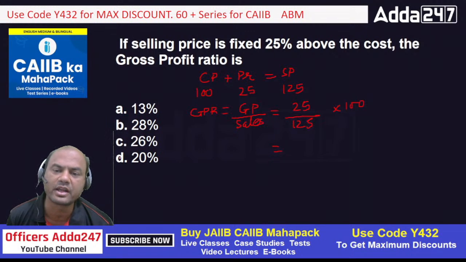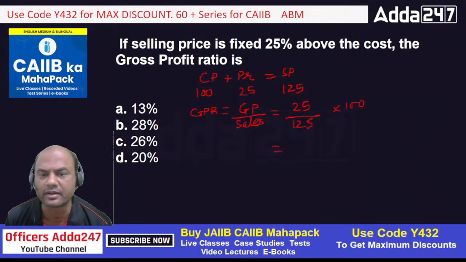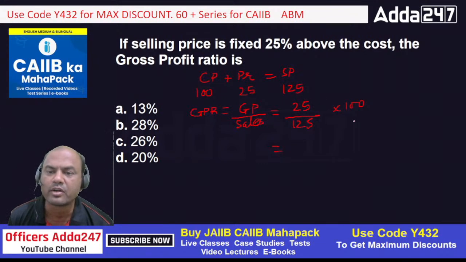Answer is A, B, C or D. Which one fast from your side? Very simple. 1 five is 5, 1 upon 5. 1 upon 5 is what? 5 twenties are 100, isn't it? So the answer is, everyone, 20%, right?